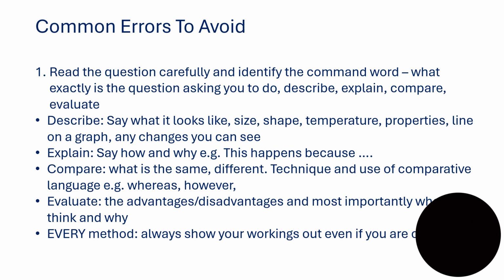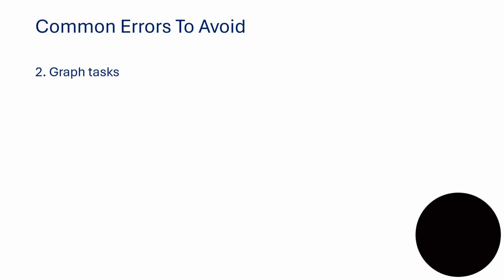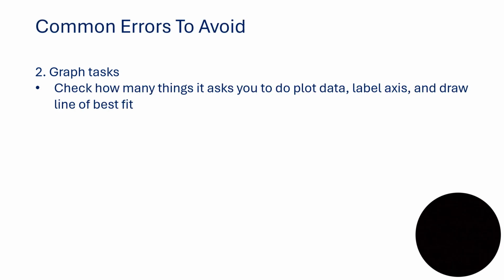And common errors to avoid on graph tasks. Generally, they ask you to do at least 3 things. So make sure you read the question carefully and you tick off the tasks as you do them. They generally ask you to plot the data from a table, label the axis, which you can get those labels from the labels at the top of the table, and then draw a line of best fit.